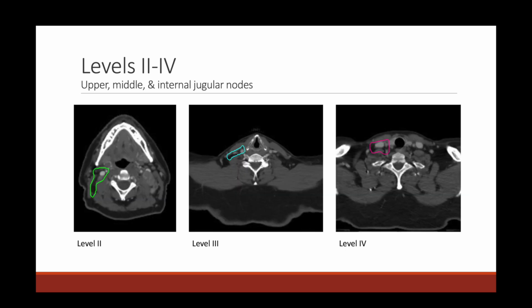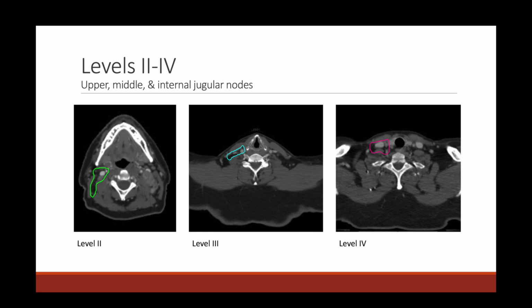Here are some images that I took from econtour.org, and these I think are good examples of contouring levels 2, 3, and 4. So these are obviously all contoured on the right side, so these are right level 2, right level 3, right level 4. And the only difference between these different levels is basically where in the head and neck they are, along the craniocaudal plane.